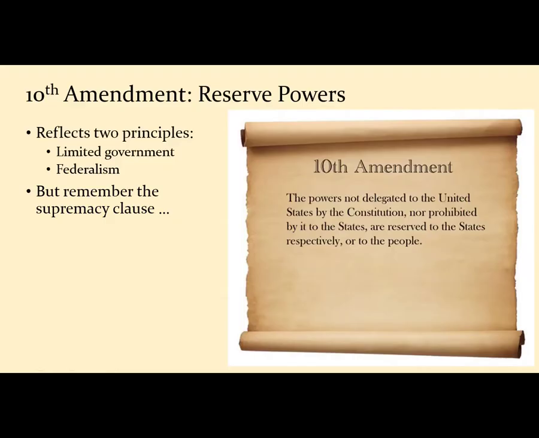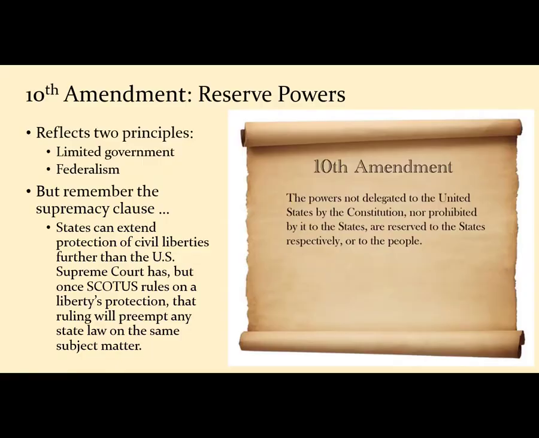So, what does that mean as far as civil liberties go? States can extend protection of civil liberties further than the U.S. Supreme Court has. So states can offer greater protection than the U.S. Supreme Court has. But once the Supreme Court rules on a liberty's protection, that ruling will preempt any state law on the same subject matter. So states can't restrict civil liberties. They can only enlarge them. I hope that makes sense.